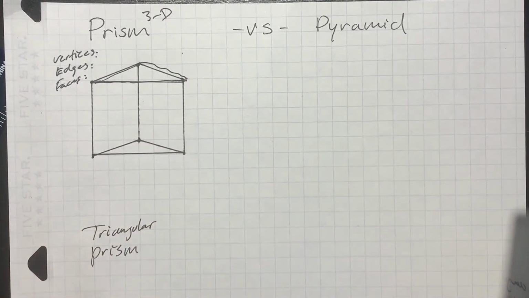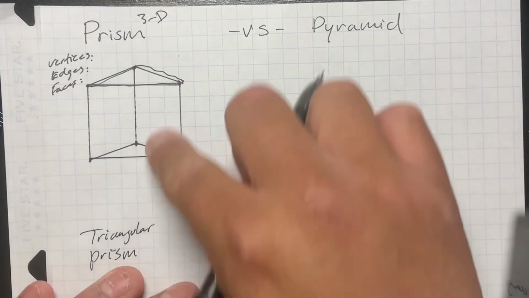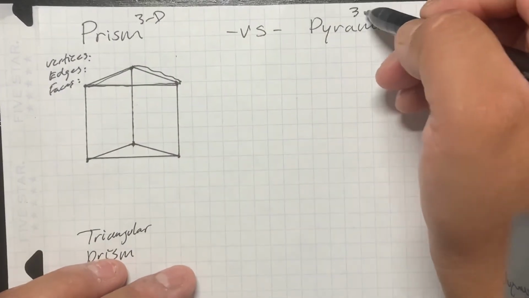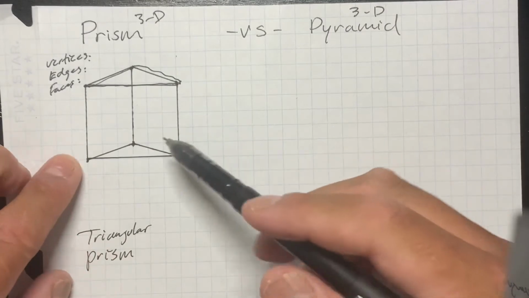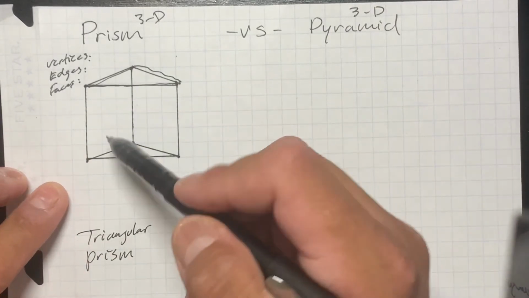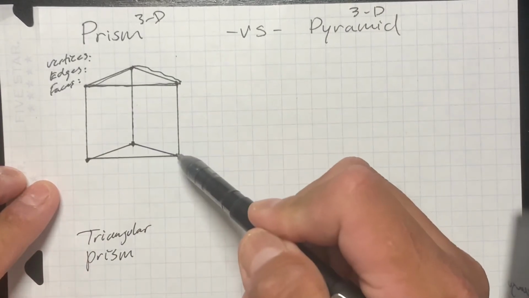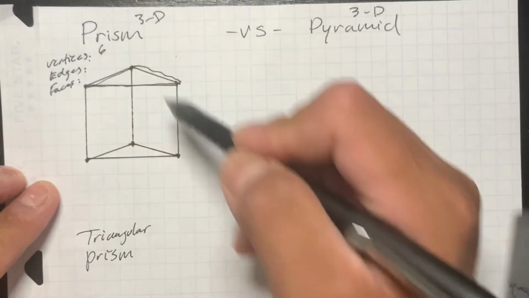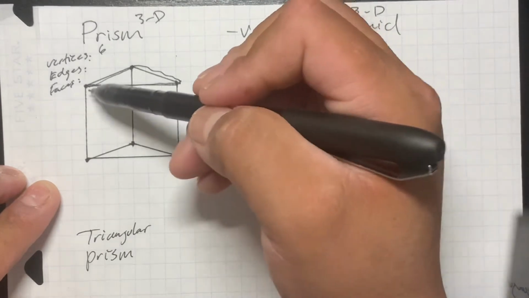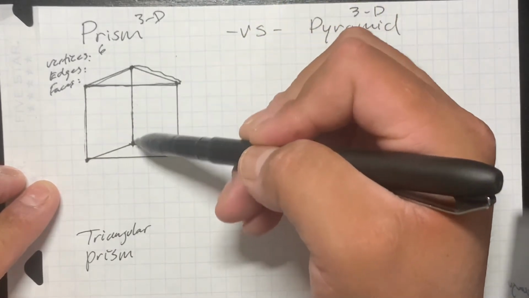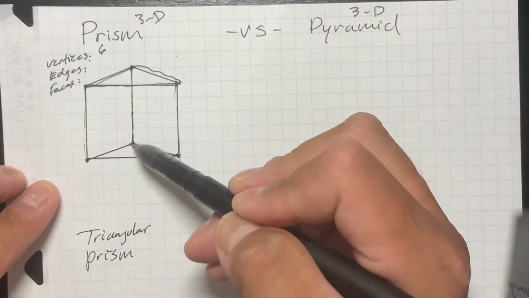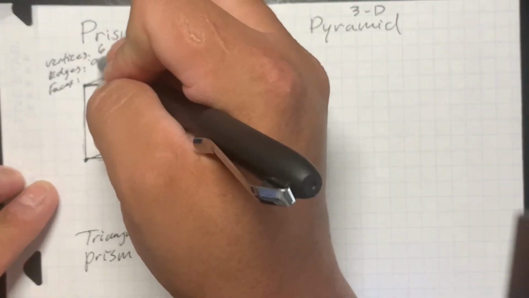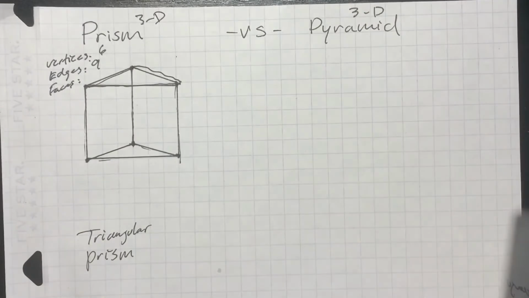Okay. Now I want you to see the differences between a prism versus a pyramid. A pyramid is also 3-dimensional. But let's count all the vertices over here for the prism. So we have 1, 2, 3, 4, 5, 6 vertices. How many edges does it have? Let's count. 1, 2, 3, 4, 5, 6, 7, 8, 9 edges. And how many faces does it have?